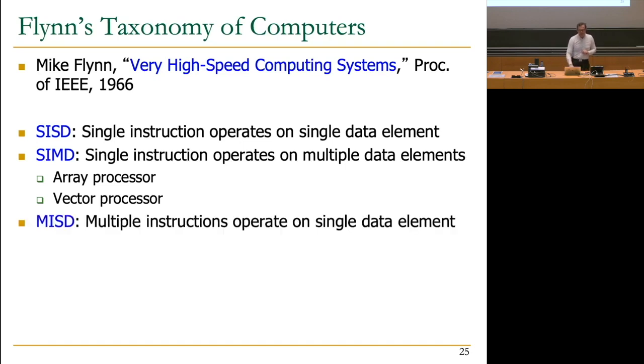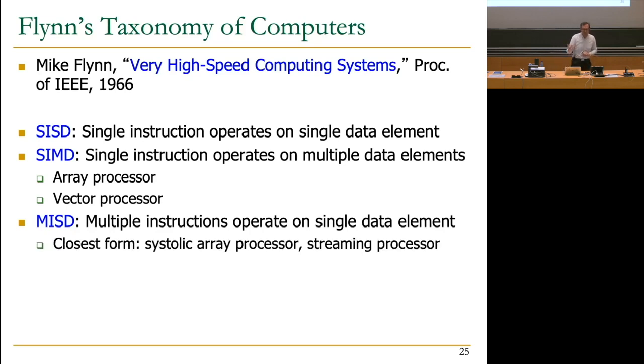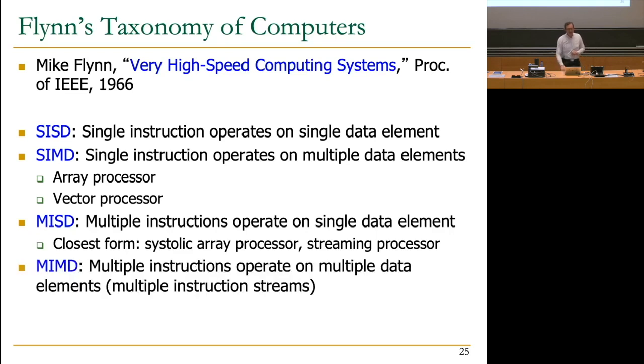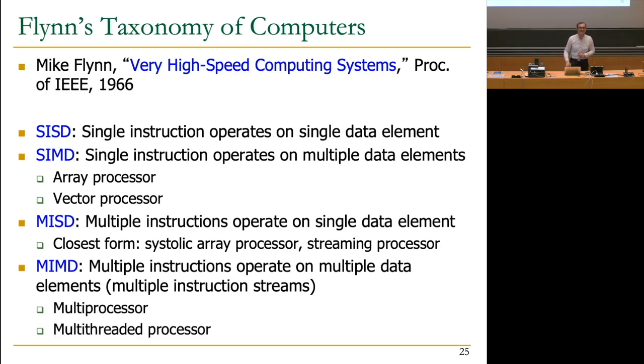MISD is interesting. This is kind of similar to systolic arrays. You have multiple instructions that operate on a single data element. Basically, you feed a single data element, and then different instructions operate on it until you get the results. This is very similar to a systolic array, and I'll show you a picture, a generalized picture, soon. So the closed form is really a systolic array streaming processor. And finally, MIMD: you have multiple instruction streams operating on multiple data elements. You can think of this as a multiprocessor or a multi-threaded processor, essentially.